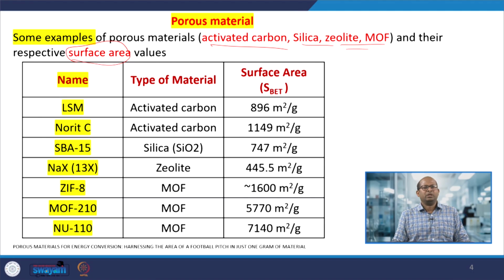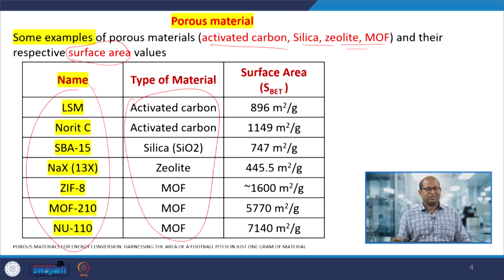For example, from a reaction engineering or chemical engineering point of view, when we prepare any catalyst, sometimes we have to use or prepare highly porous support materials, which may be activated carbon, silica, zeolites, MOFs. These are the materials we usually use. Sometimes they are used as a catalyst material, sometimes as a support material. These are the trade names, or the way they are expressed.